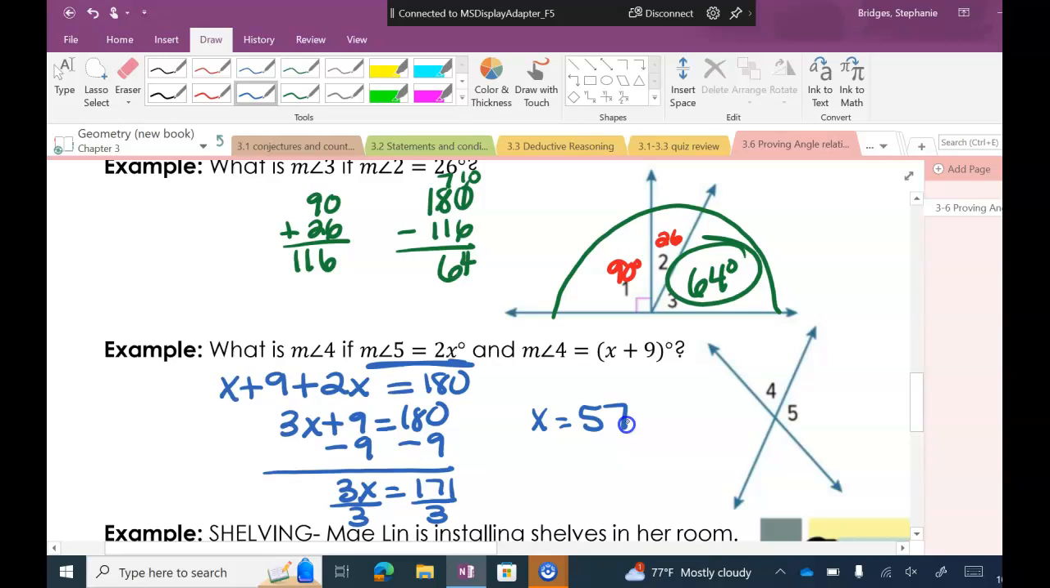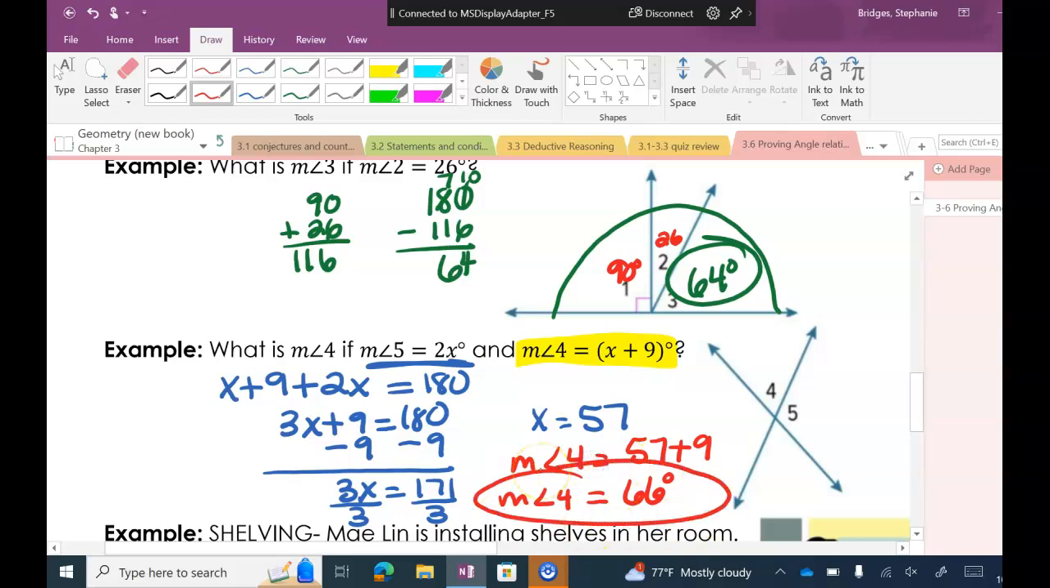57. Okay. But that's not what I'm looking for. I'm looking for the measure of angle 4, and that is x plus 9. So for the measure of angle 4, I'm going to plug that in. 57 plus 9 gives me a total of 66 degrees. Does that make a little bit of sense? Okay.